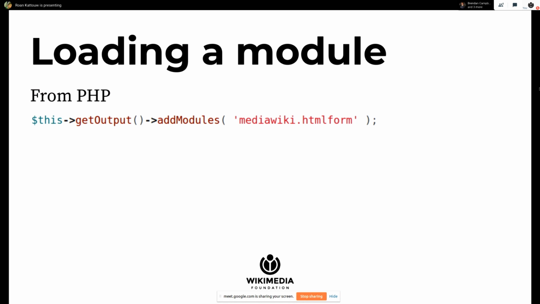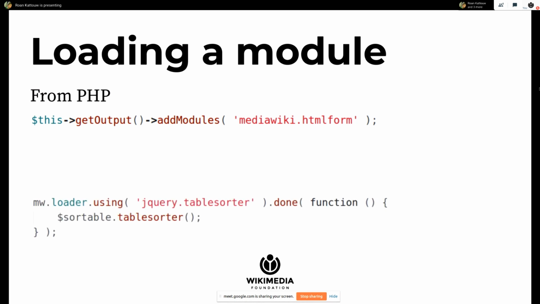So when you've defined a module, a bundle of scripts and styles, et cetera, that you want to load in some situations, you have to tell ResourceLoader to actually load it. On the PHP side, when you're rendering a page and you have an OutputPage object, so you're in a special page or in a BeforePageDisplay hook or a place like that, you can call addModules on the OutputPage object and tell it which module or modules to load, and then that will get loaded. In this example, that is the HTMLForm code from MediaWiki.